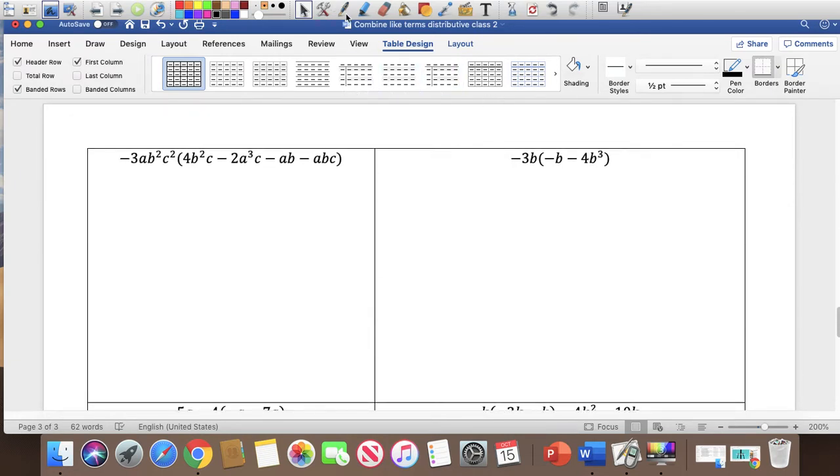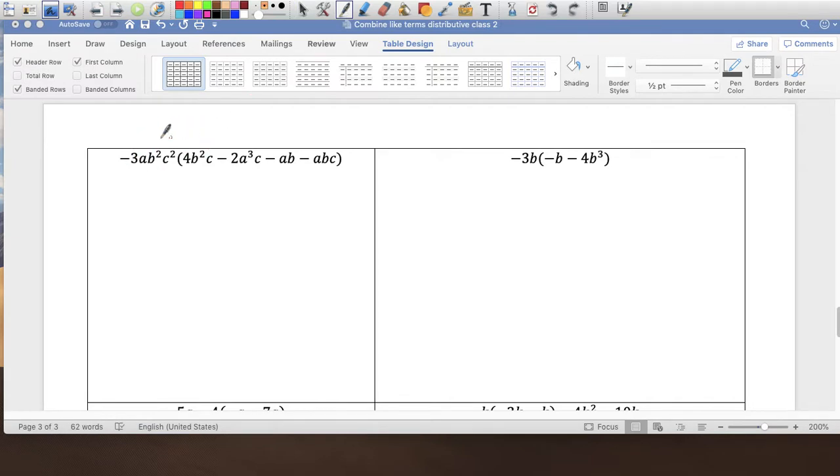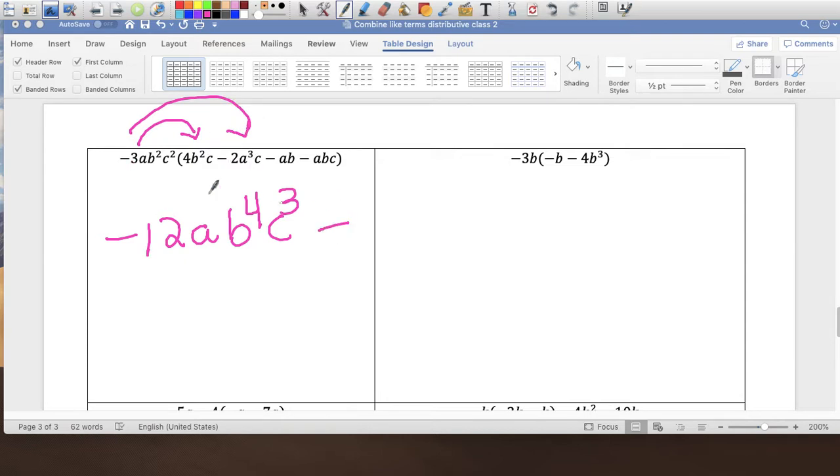Okay, so a lot more variables. Ugh, but it's not the same thing. So do the signs first. Negative and a positive is going to be a negative. 3 times 4 is 12. There's no A, so just A. B squared, so that's going to be B to the fourth. C squared, and just a C is going to give me C to the third power. So that's my first two. Second, negative and negative gives me a positive. 3 times 2 is 6. A times A to the third is A to the fourth. B to the second, well, that's just B to the second. C squared times C is going to give me C cubed, right? Remember, keep the base, add the exponents.